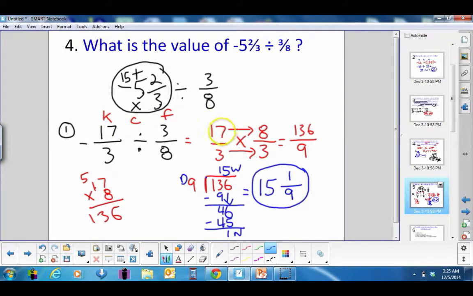We multiplied across. We got our 136 over 9. Then we did numerator in, denominator out. So quite a few steps, but it looks like we got our answer. Okay, going to number 5.